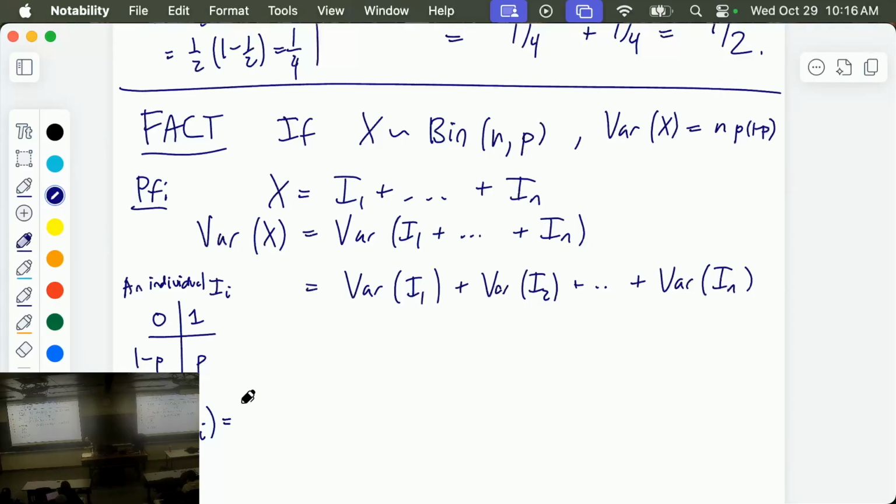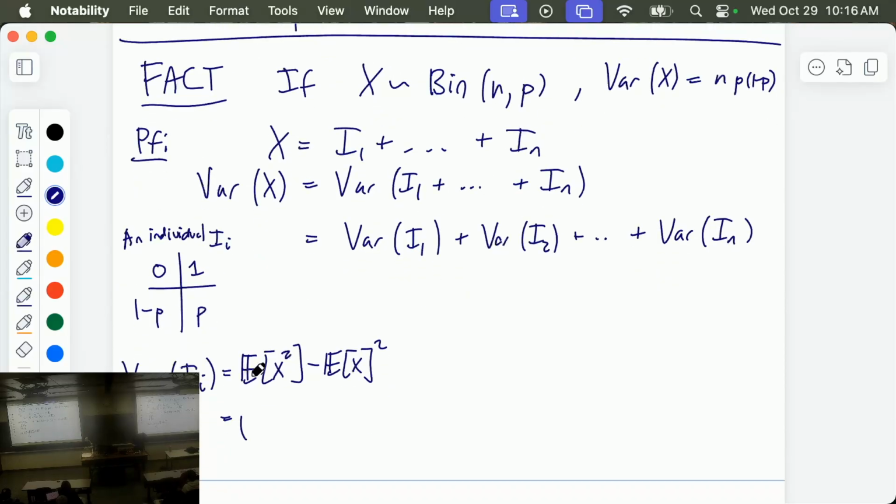Okay, so we should do the expected value of x squared minus the expected value of x, squared. The expected value of x squared, well, when you square 0 and 1, you get 0 and 1 again. So there's a 1 minus p chance of being 0 plus a p chance of being 1, minus the expected value, which is the same kind of thing, all squared. If you did it correctly, you should end up with p minus p squared, also known as p times 1 minus p.